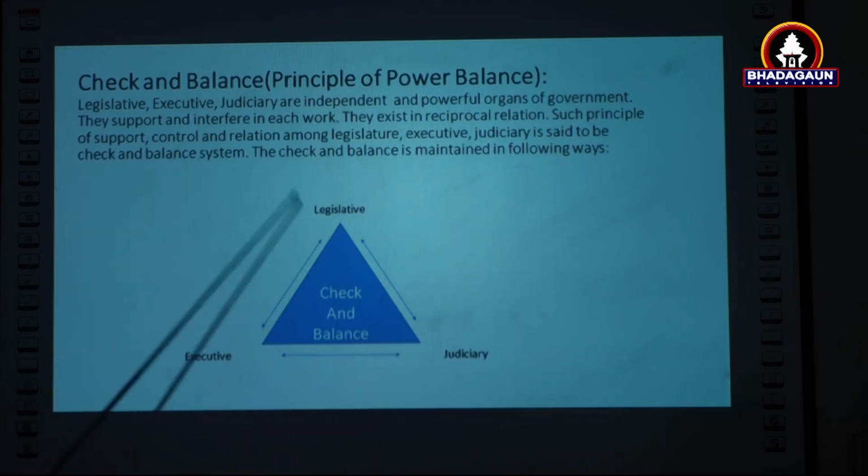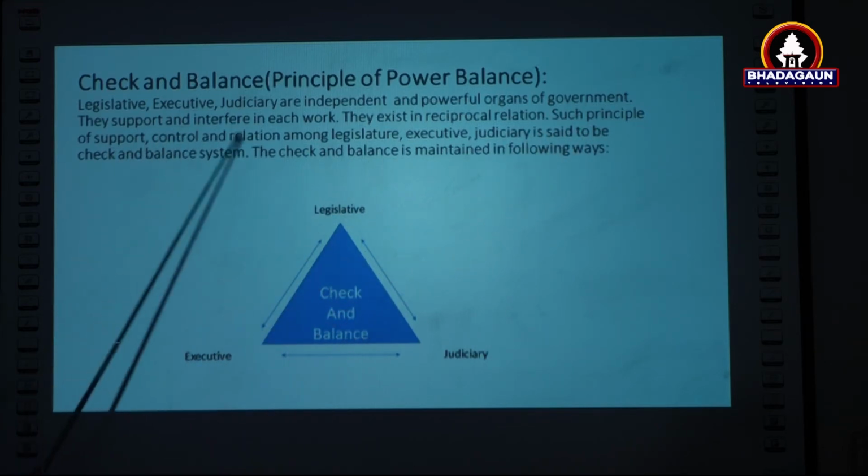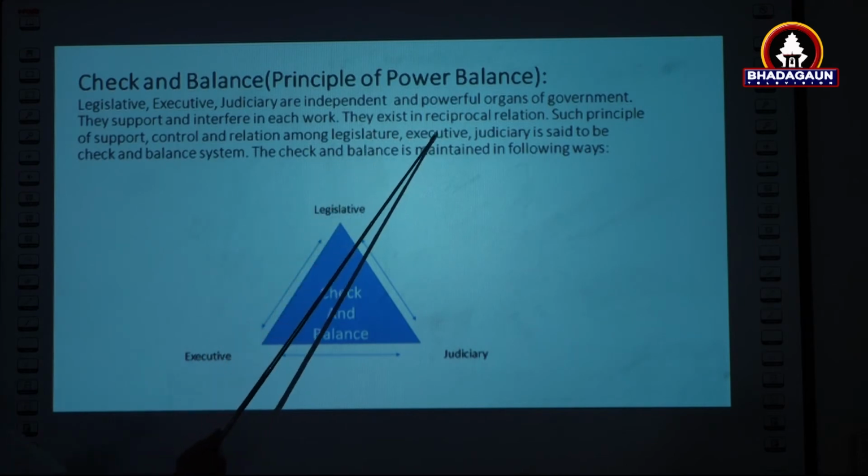They support and interfere with one another. So such a principle of support, control, relation among legislature, executive, judiciary is said to be the check and balance system.